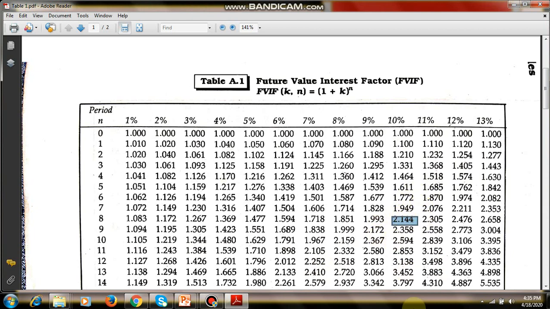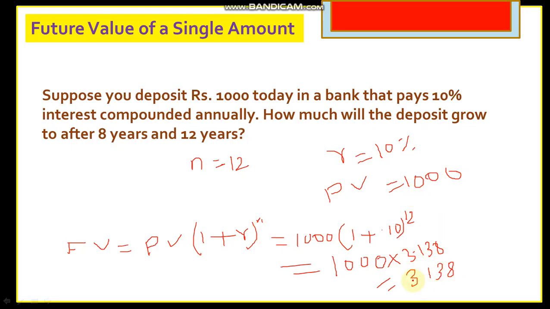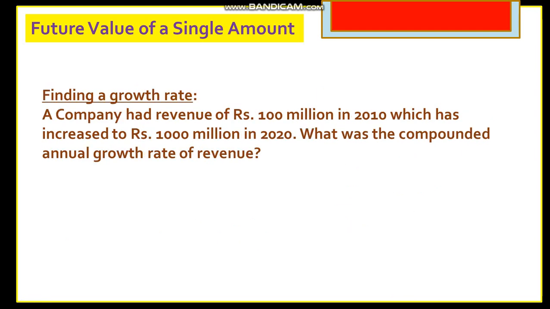If I go to the table also, I get the same thing. See, now I need 12 years, so this is my 10%. Let me take the 12-year figure, so 3.138. This is what you can get by calculation, and this is what you can get from the table also. So this is how I calculate a simple future value.